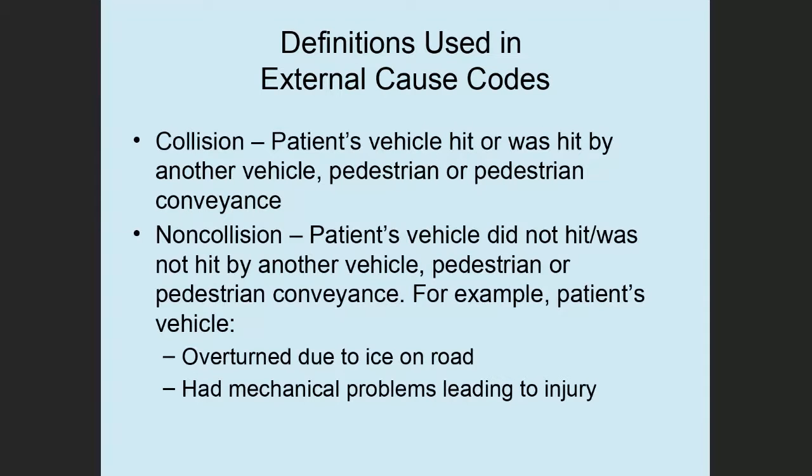Let's look at some more definitions. An accident is described as a collision accident when one vehicle or person is hit by another vehicle. A non-collision accident is when no collision is involved. An example of a non-collision accident is a car that overturned due to ice on the road or had mechanical problems that led to an injury, like the brakes didn't work, and so it fell over an embankment.